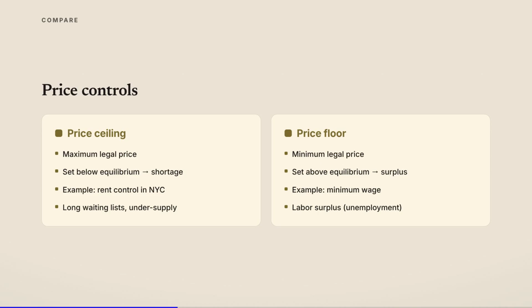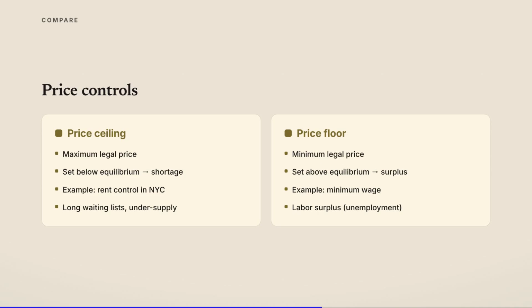But here's what happens. When the ceiling is set below the equilibrium price, quantity demanded exceeds quantity supplied. More people want apartments at the low price, but landlords have less incentive to build or maintain them. The result is a housing shortage, exactly what we see in rent-controlled cities, where waiting lists are years long and apartments are passed down through families.